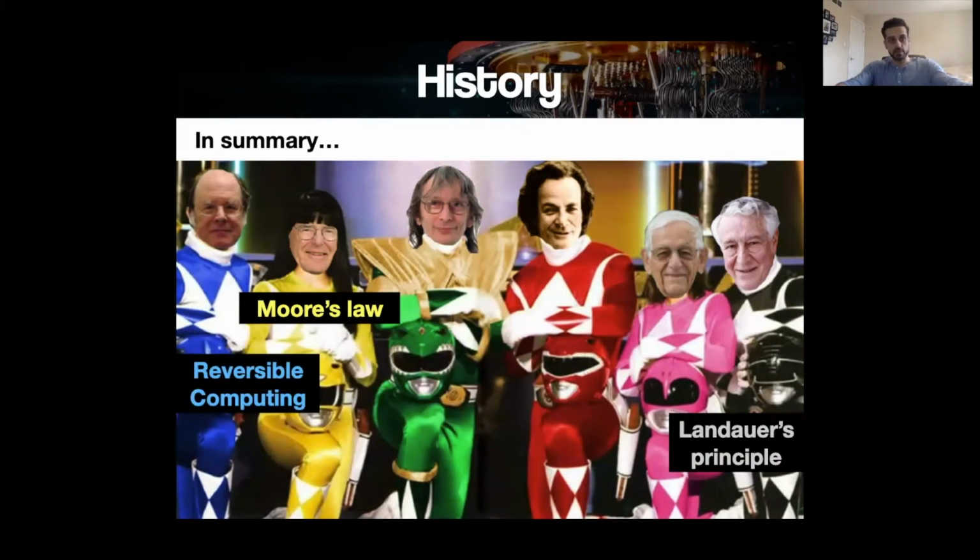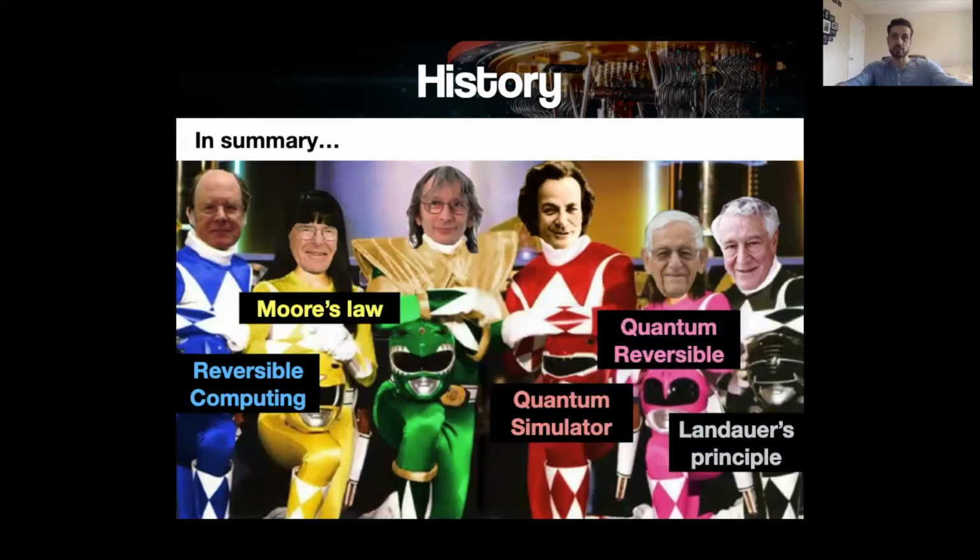Then Bennett proposes, well, okay, if the issue is irreversibility, let's find a reversible computer. Benioff proposes quantum systems. Feynman sees their use as quantum simulators. David Deutsch proposes quantum computers. So the six of them combine together and make the Megazord, which is quantum computing. So that's how we got to quantum computers.